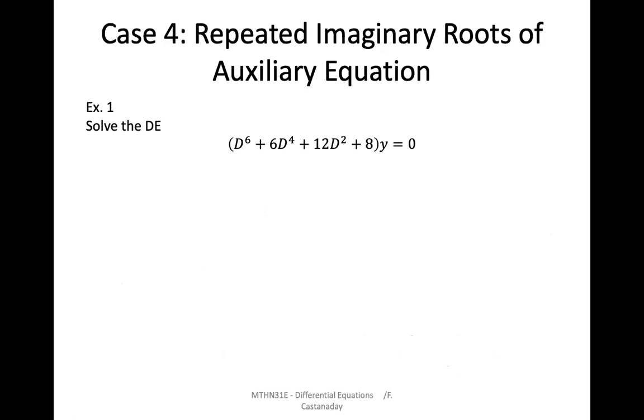Solve the DE: D raised to 6 plus 6D raised to 4 plus 12D squared plus 8, times y equal to 0. This is a 6th order DE, so it contains 6 arbitrary constants, 6 roots. If they are imaginary roots, it will have only 3 repeating in case it's repeated, but our topic is repeated imaginary roots, so of course we are expecting repeated imaginary roots here. First thing is to write the auxiliary equation: m raised to 6 plus 6m raised to 4 plus 12m squared plus 8 equal to 0. Now you are to observe the given auxiliary equation for the appropriate method of factoring so you can determine its roots.